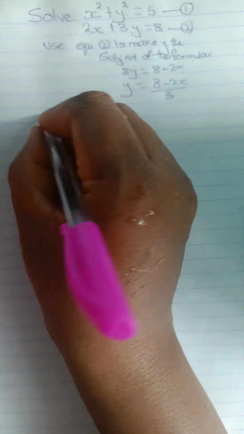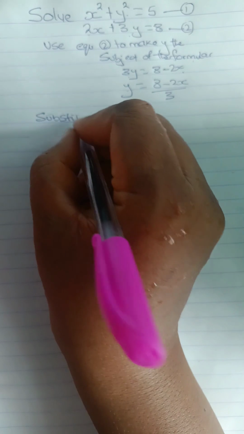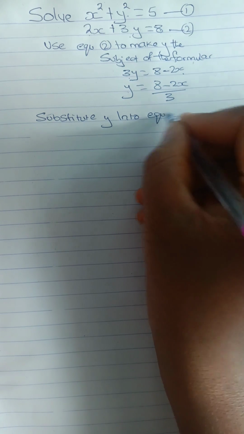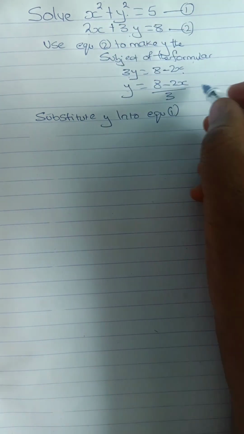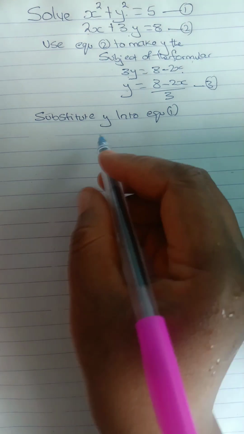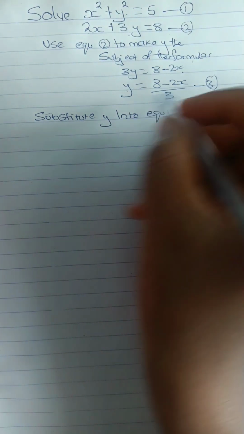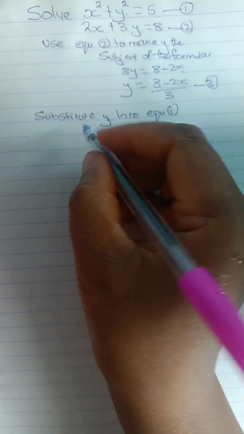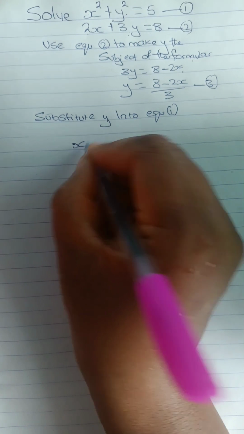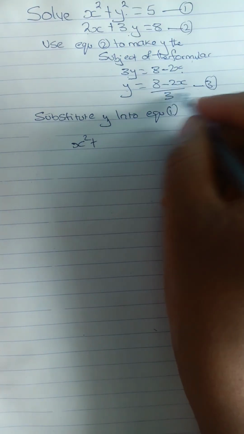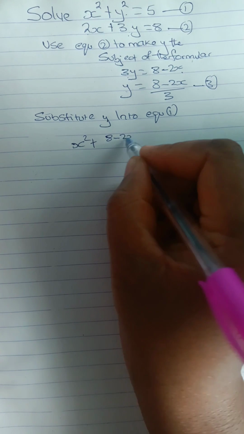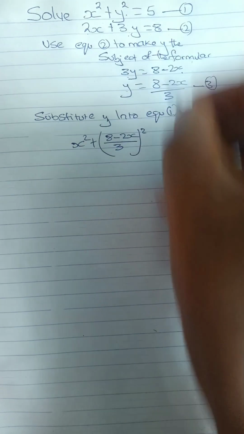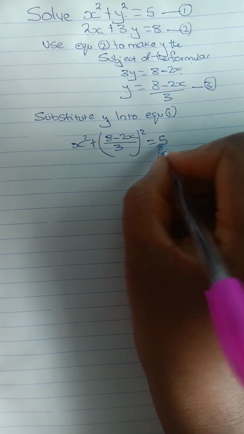So now we substitute y into equation 1. This is equation 1. We can also call this equation 3. Wherever we see y, we'll put these numbers. So we're using equation 1, which is x squared plus y squared, and this is our y now: 8 minus 2x over 3 squared, because our y is squared, equals 5.